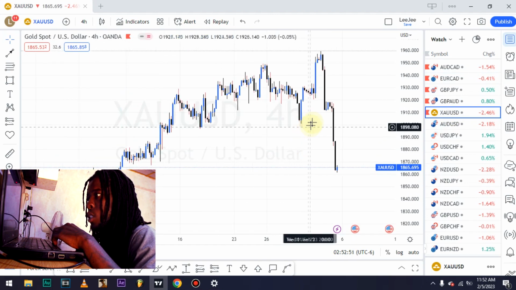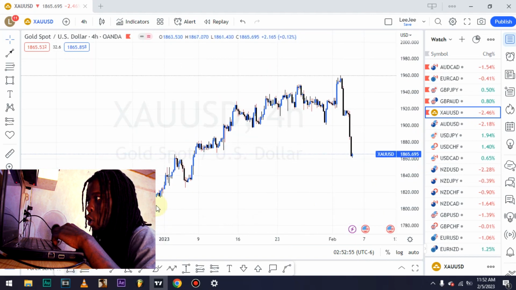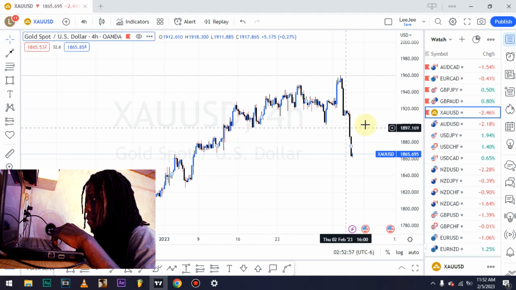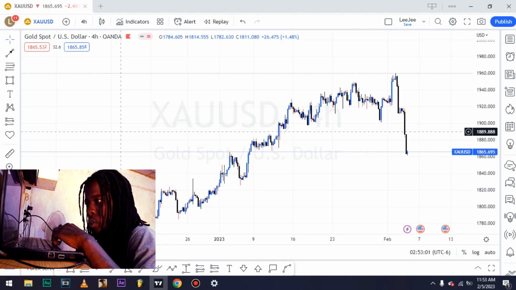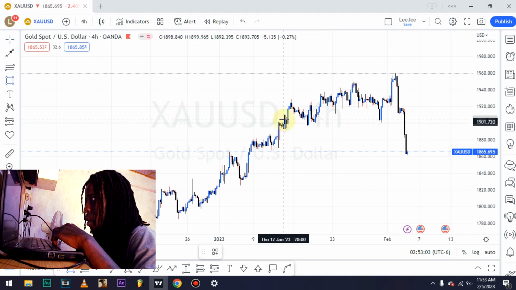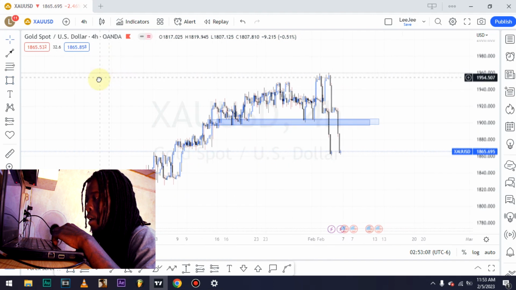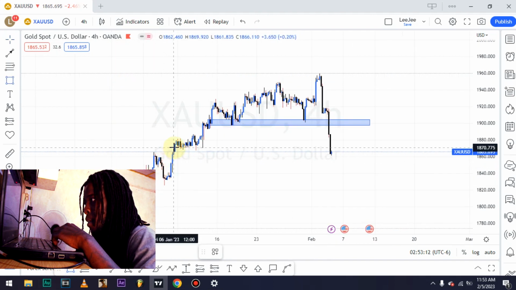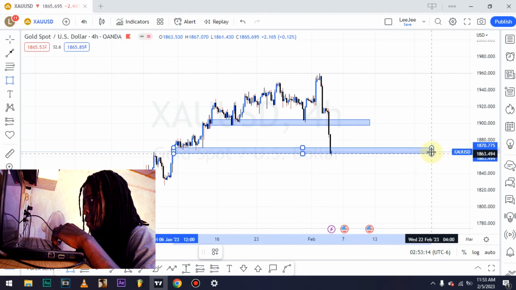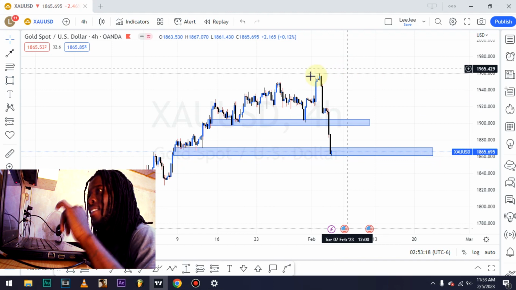So this is gold. We can say that gold broke the previous support over here. Let's draw this. So gold broke this. I think on a Friday there was a news release that came out. So how will we take this trade, guys?